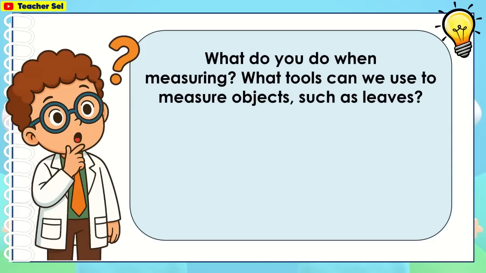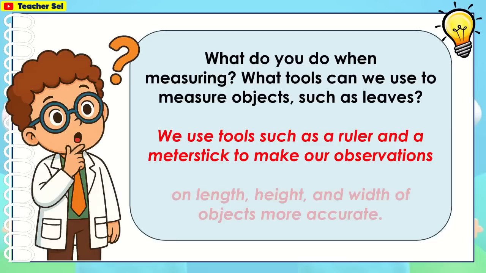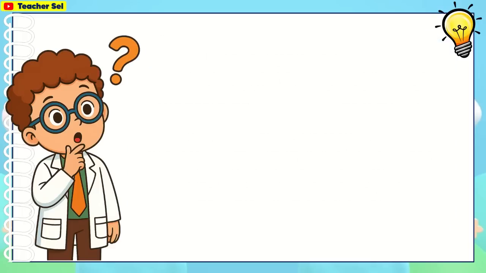What do you do when measuring? What tools can we use to measure objects such as leaves? You're right. We use tools such as a ruler and a meter stick to make our observations on length, height, and width of objects more accurate.